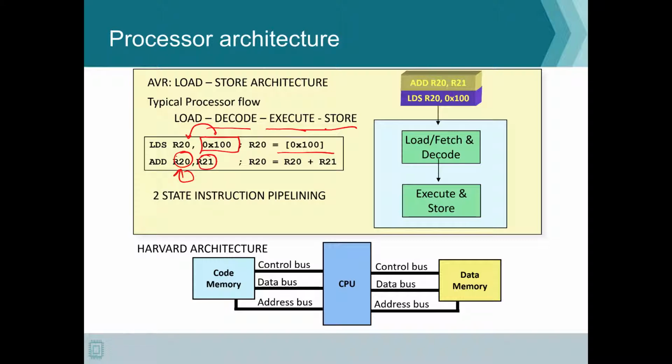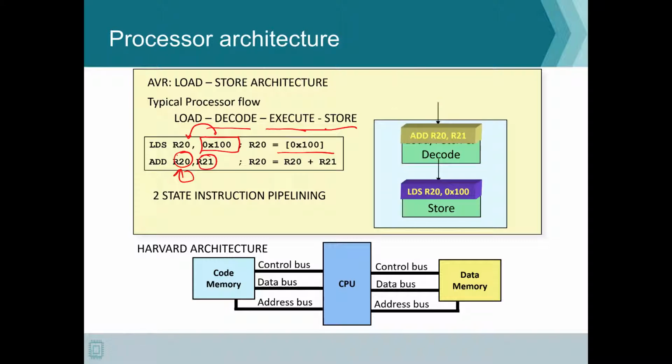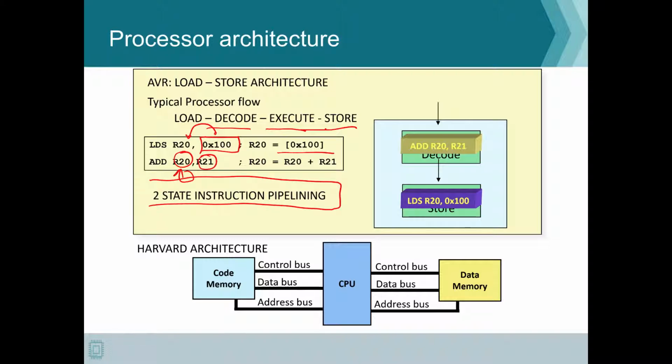As you can see, the first instruction is loaded and decoded, and then when it goes to the execute and store stage, the next instruction is now loaded and decoded. This is why it is called two-stage instruction pipelining, where at a given time you have two instructions in your architecture.